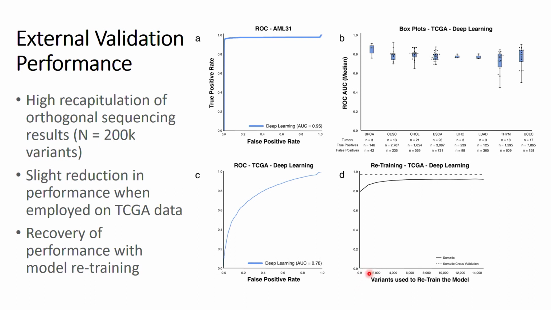This experiment is shown here, where the x-axis represents the total number of variants that were used to retrain the deep learning model, and when you add up to 400 variants from the TCGA cohort, we recapitulate the model accuracy and restore model performance to an AUC of 0.9.